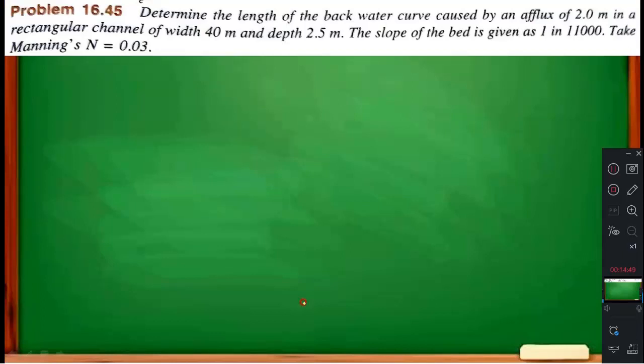Okay. Look here. Determine the length of the backwater curve. The formula for the length of the backwater curve is L = (E2 minus E1) divided by (S naught minus SE). Very simple.